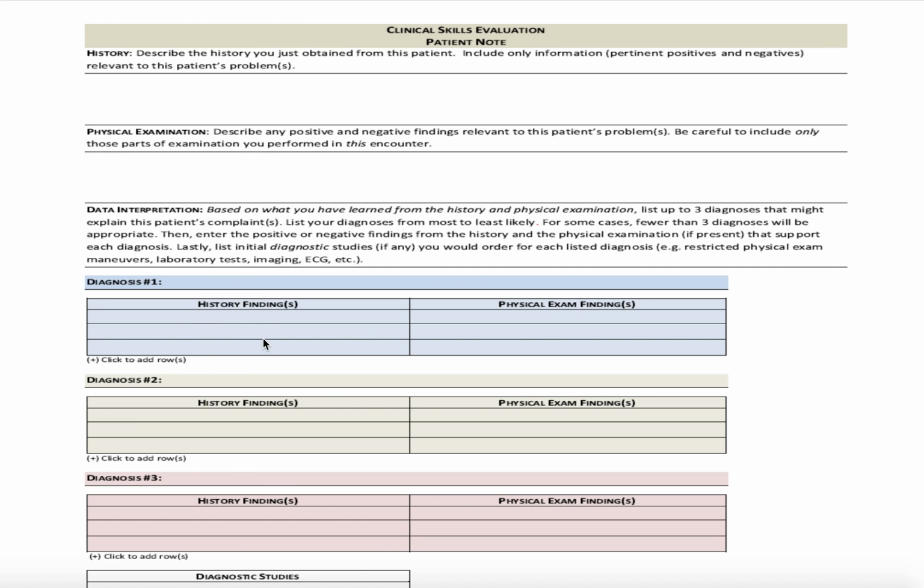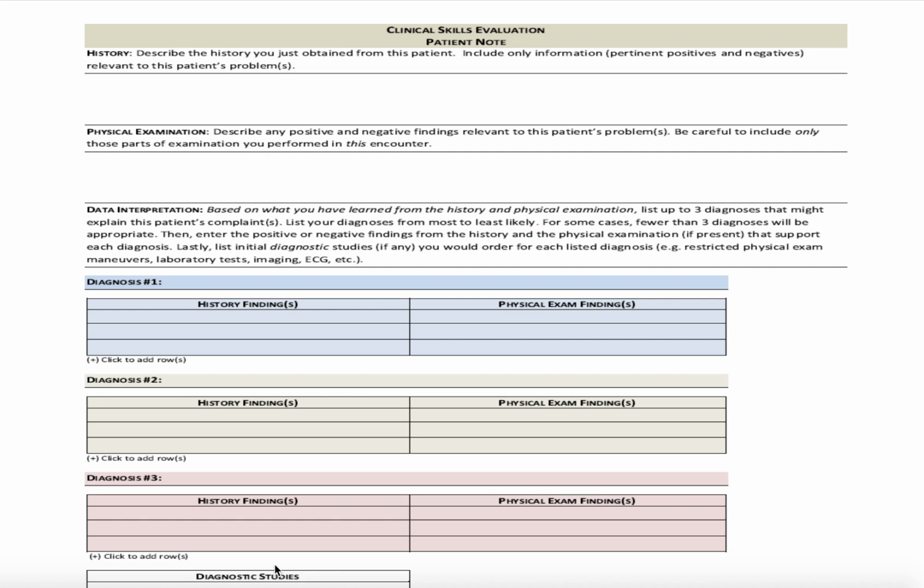And then you put down the history findings that are positive, not pertinent negatives here, but only pertinent positives. What history supports this diagnosis? What physical exam finding, anywhere from the vital signs to any part of the physical that you did that was positive, which physical exam findings support this diagnosis being at number 1. And then you do the same thing for diagnosis 2 and 3. Put down the supporting history, supporting physical.